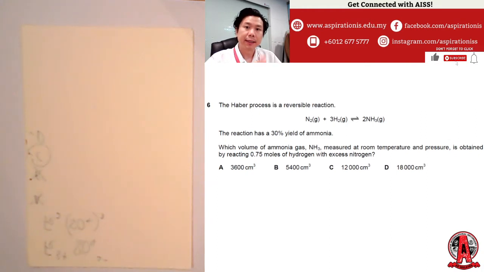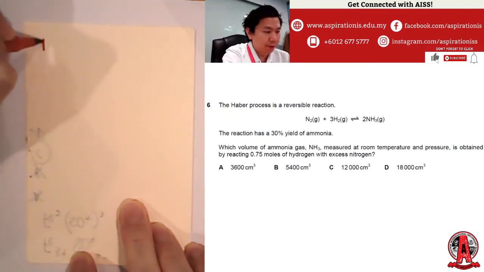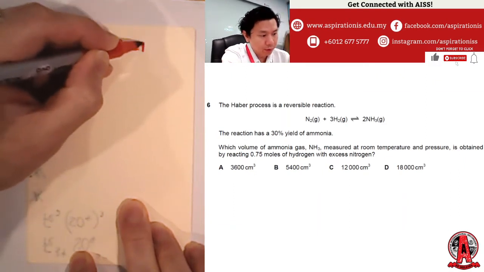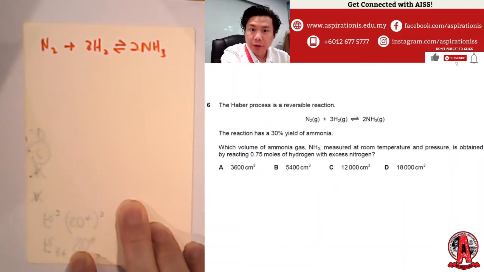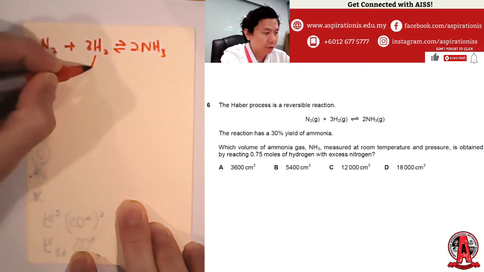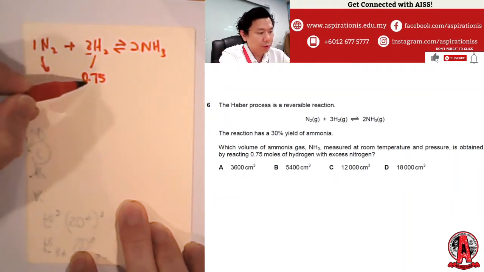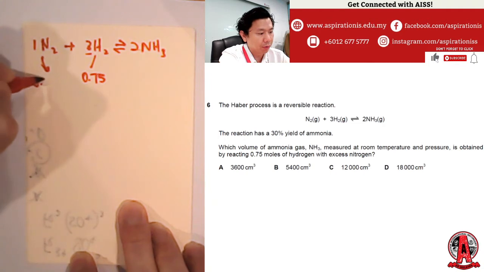So you will understand that they are all gases. You can see that they are all gases. So if they're all gases, that means that the moles are directly proportional to the volume. All right. So you have N2 and 3H2 and 2NH3. All right. So you have 0.75 moles of hydrogen. So how many moles of nitrogen do you need? Well, it's 3 to 1, so you divide this by 3, you're going to get 0.25.